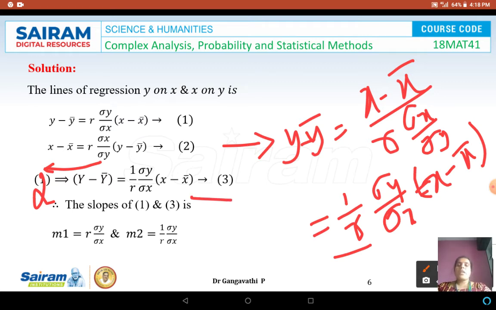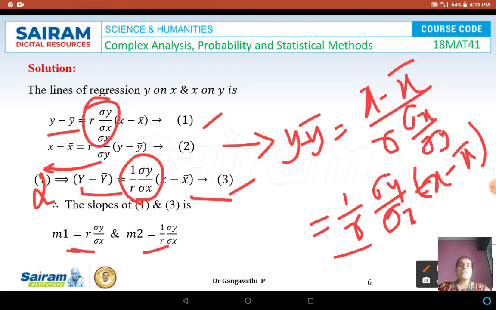Now observe your equation 1 and equation 3. Both have y minus y bar. So in equations 1 and 3, this part is the slope and here this part is the slope. We will take the slopes as m1 and m2. From equation 1, the slope m1 is r sigma y by sigma x. From equation 3, the slope m2 is 1 by r into sigma y by sigma x.